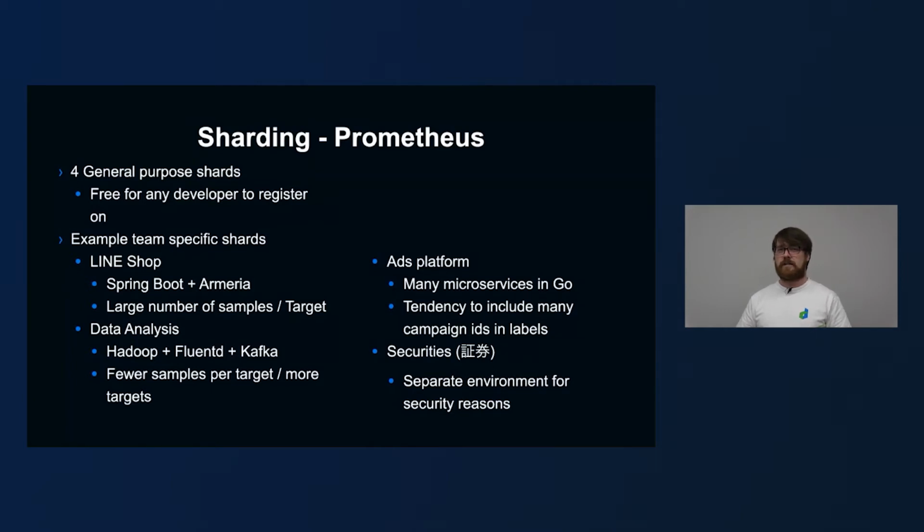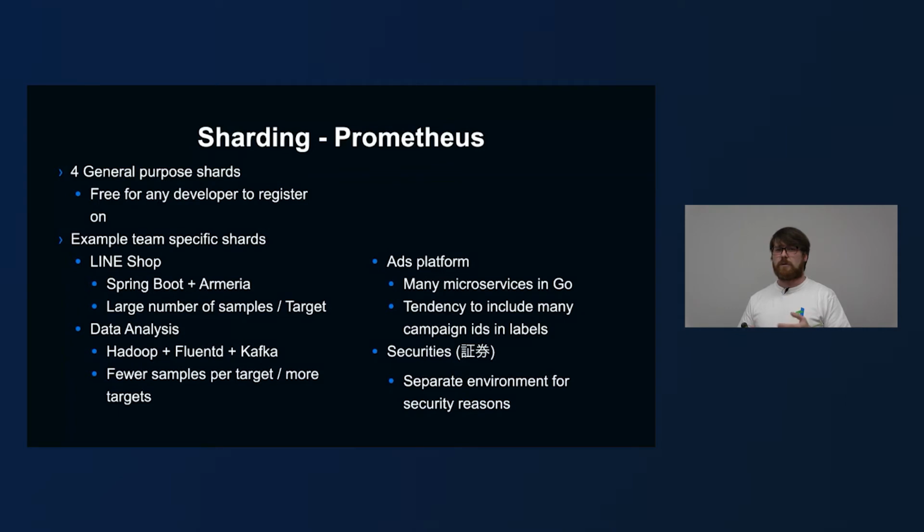To further contrast that, our ads platform team looks even different. In the ad platform team's case, they're running many, many microservices, typically in Go. But as they're building these services and running their campaigns, they have a tendency to add a lot of campaign IDs into the Prometheus labels. So in this case, you have to be a little bit careful because you can hit large cardinality problems. Your number of metrics can grow to a very large amount.